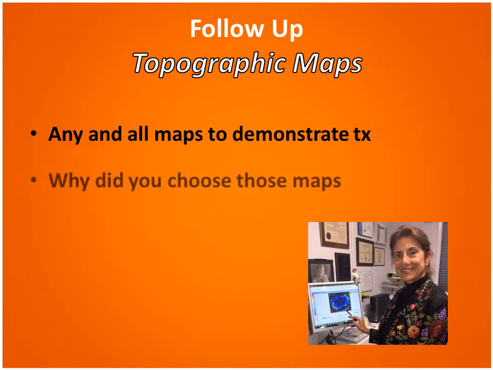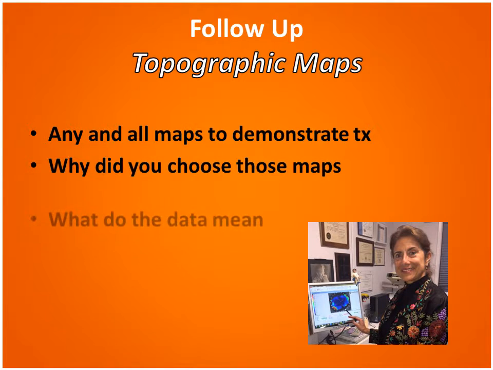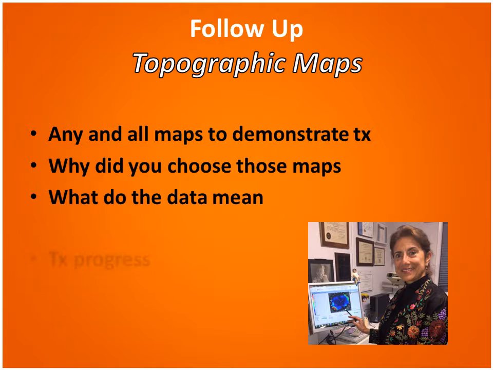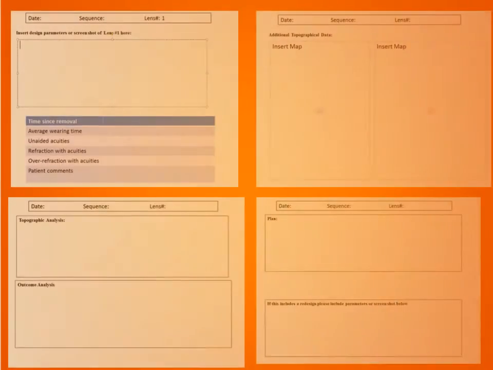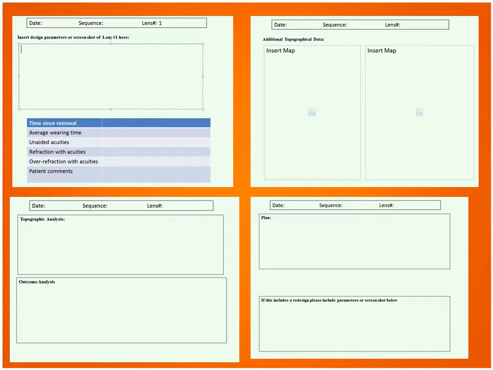Of course, the topographic maps are also super important, and what you want to do is make sure that you select the appropriate maps for demonstrating change and defend why you've chosen them, and then discuss what you're looking at. What do these data mean? How is the treatment progressing? And then you can see right here we have the nice little slides from the PowerPoint where you're going to drop in your data and your analysis. And there's 4 of them here. You can look at them very carefully. They're looking for the design parameters, and then you can put your maps there right in the little squares, your analysis. You'll type that in.